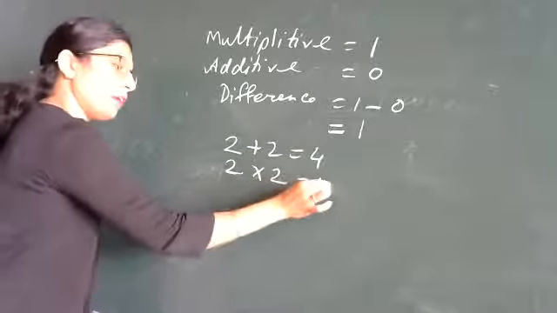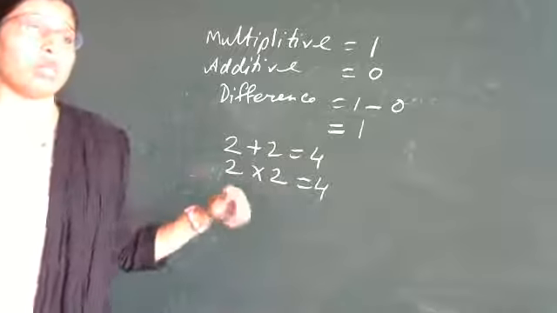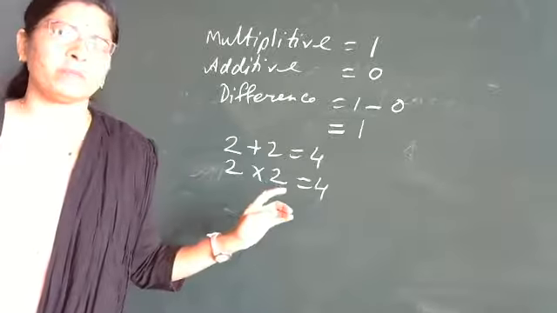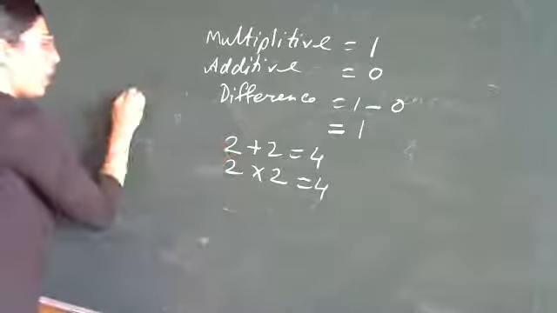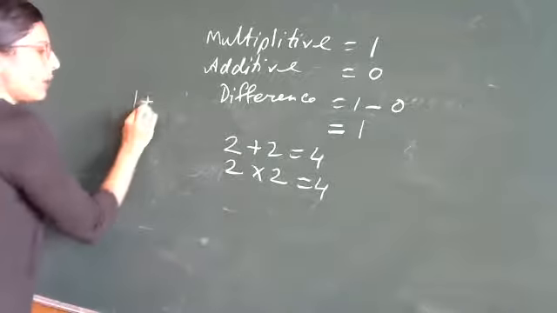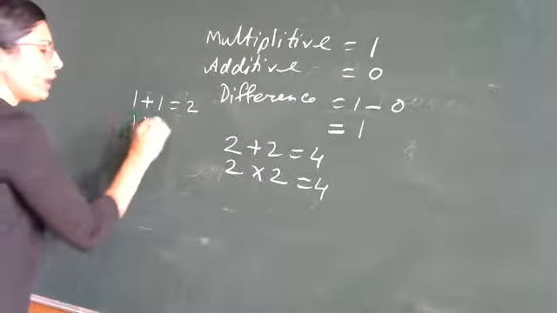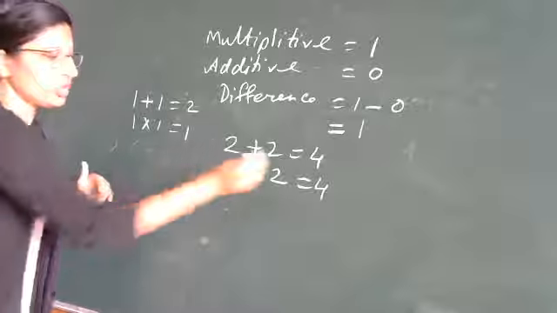Multiplied with 2, we will get 4 only. Again, one more, which number is there? 0. Yes, very good. 0. Because see, if we take 1, 1 plus 1 is 2 and 1 into 1 is 1. It is wrong. We should get the same answer.